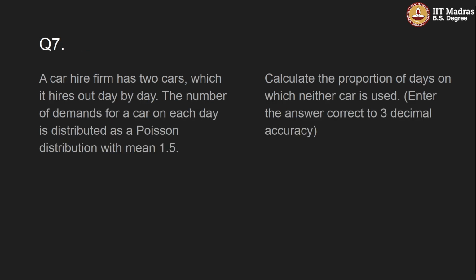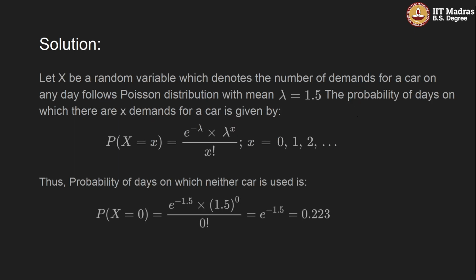Question number 7. A car hire firm has 2 cars which it hires out day by day. The number of demands for a car on each day is distributed as a Poisson distribution with mean 1.5. Calculate the proportion of days on which neither car is used. So here suppose x is a random variable which denotes the number of demands for a car on any day, and it is following the Poisson distribution, and the mean is given to us as 1.5. So here x is following the Poisson distribution with lambda equal to 1.5.